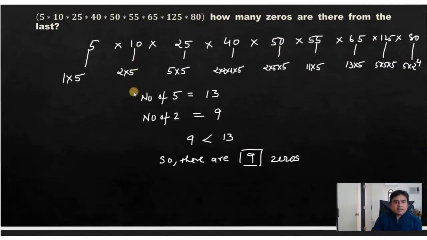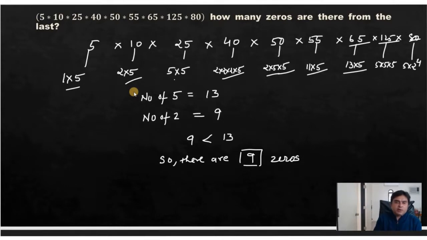Next, when the series is 5 into 10 into 25 into 40 into 50 into 55 into 65 into 125 into 80, how many zeros are there from the last? So 5 means 1 into 5, 10 means 2 into 5, 25 means 5 into 5, 40 means 2 into 2 into 2 into 5, 50 means 2 into 5 into 5, 55 means 11 into 5, 65 means 13 into 5, 125 is 5 into 5 into 5, and 80 is 5 into 2 to the power 4.